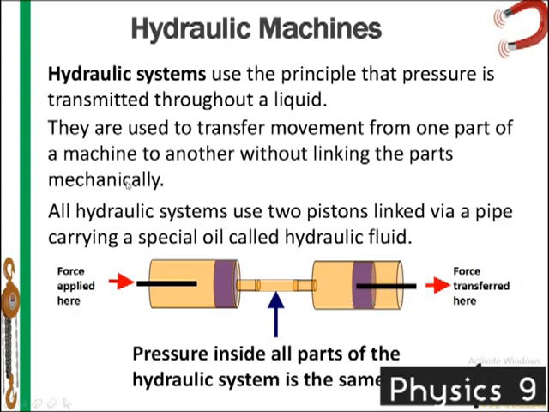So you can see what we mean here when we say that it's the transfer of movement from one part of a machine, from this part of the machine to this part of the machine, without linking the parts mechanically. There's nothing connecting this piston to this piston. The only thing in between these two pistons is the hydraulic fluid. The pressure in all parts of the hydraulic system is the same. So the pressure generated here is the same as the pressure generated here.